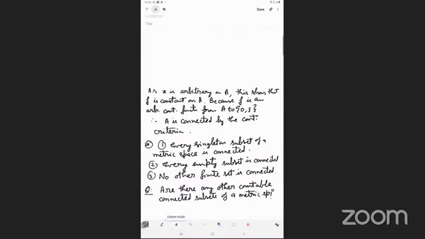Any answer? I'm just giving you a hint. So answer is quite easy, that there are no such metric spaces. कि कोई भी इस तरीके का मीट्रिक स्पेस नहीं होगा जिसमें कि काउंटेबल कनेक्टेड सबसेट हो.